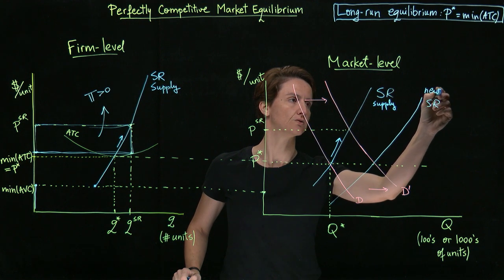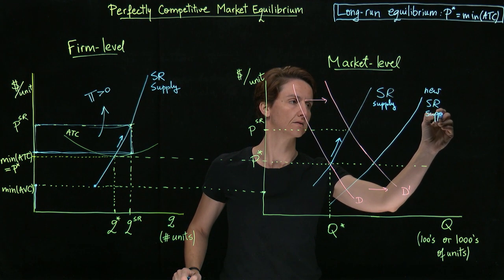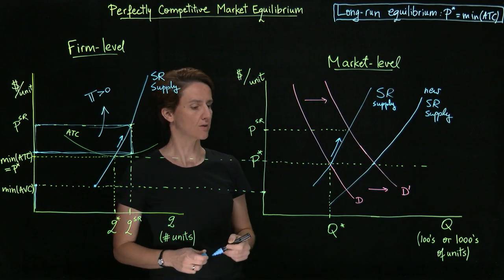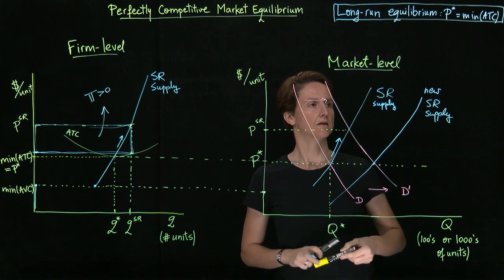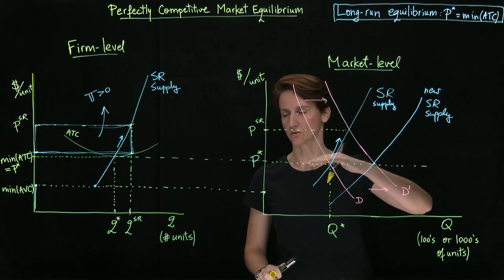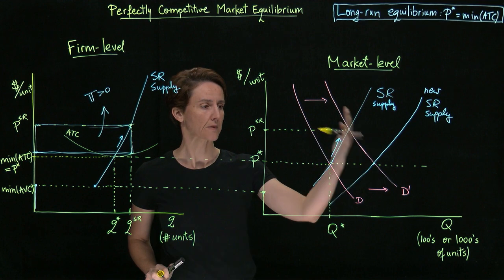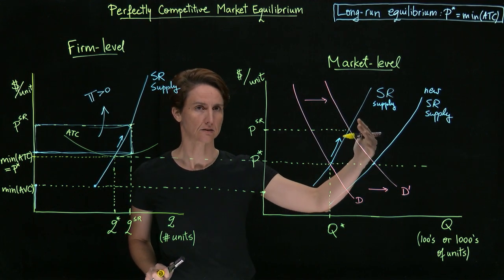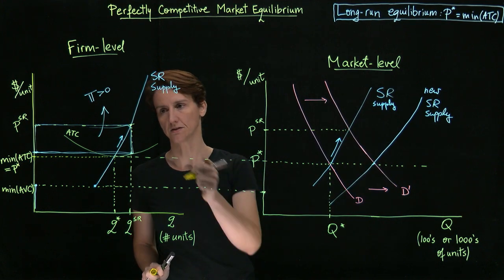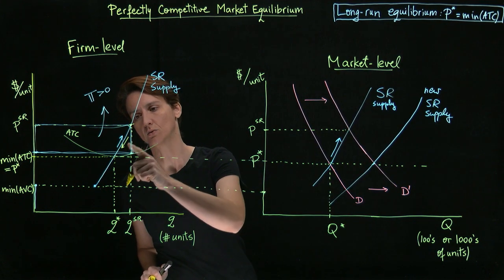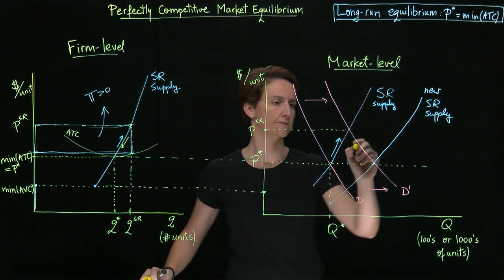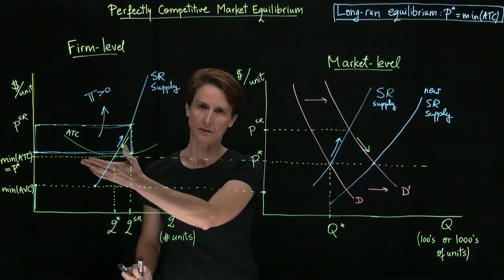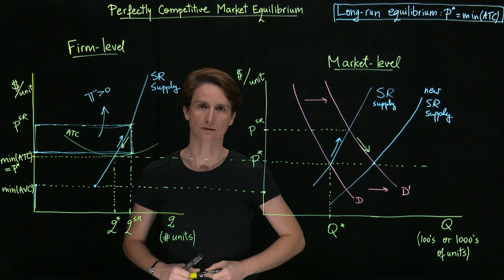So now we'll have a new short-run supply. So more firms will be in the market, however many it takes for price to go back down to P star. In other words, the higher demand is, the more firms the market supports. But each firm individually will produce exactly Q star units and charge price P star and have average total cost at the same level.